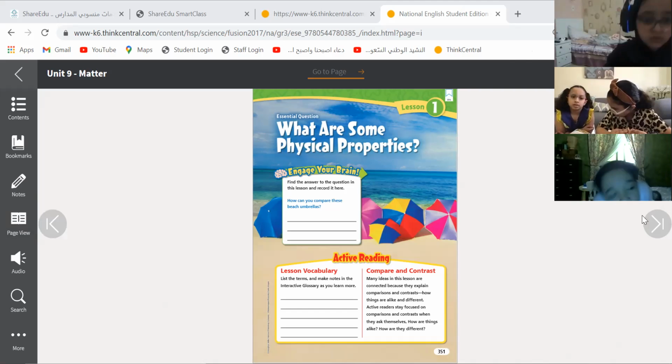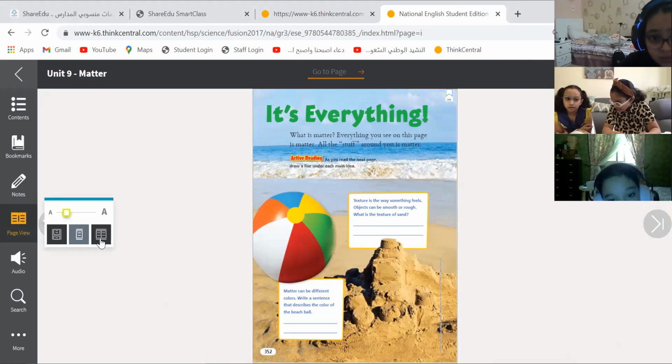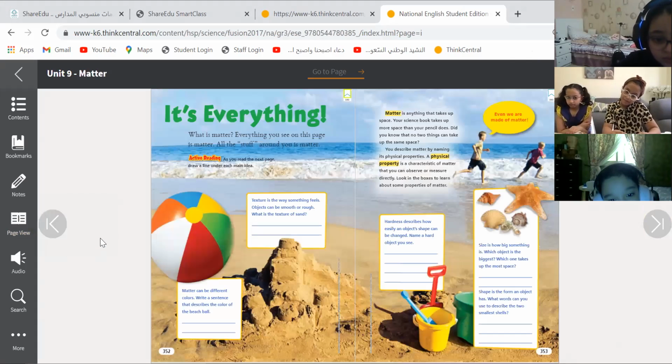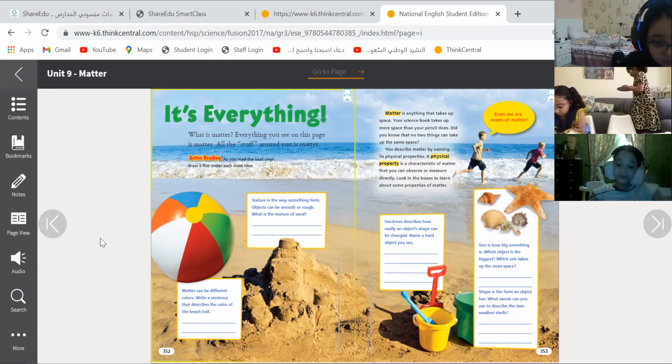Now, what is matter? This is just a revision for your previous lesson. What is matter? You can open up your book with me to page 352, 353. Please, everyone, open your books, page 352, 353, and tell me what is matter?